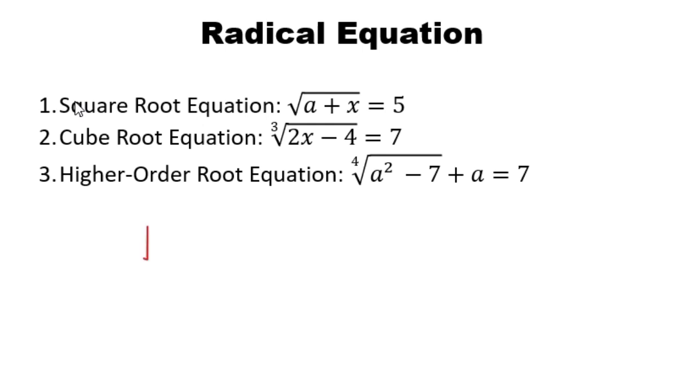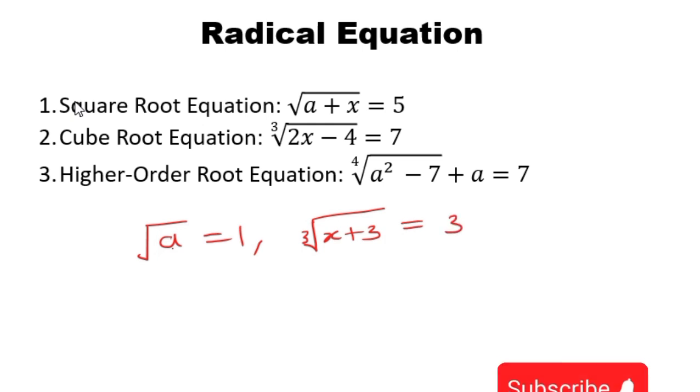We have this as a radical sign. Okay, the square root is a radical sign. And so if I have an expression like this, the square root of a is equal to 1. Remember, a is a variable, right? And this is a radical sign. So it's equal to 1. It's a radical equation. So we can also have something like the cube root of x plus 3 is equal to 3. This is also a radical equation.